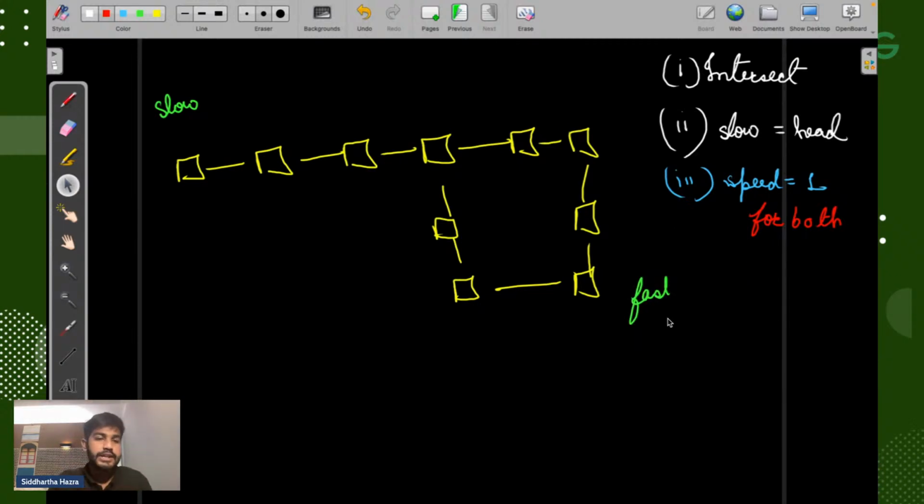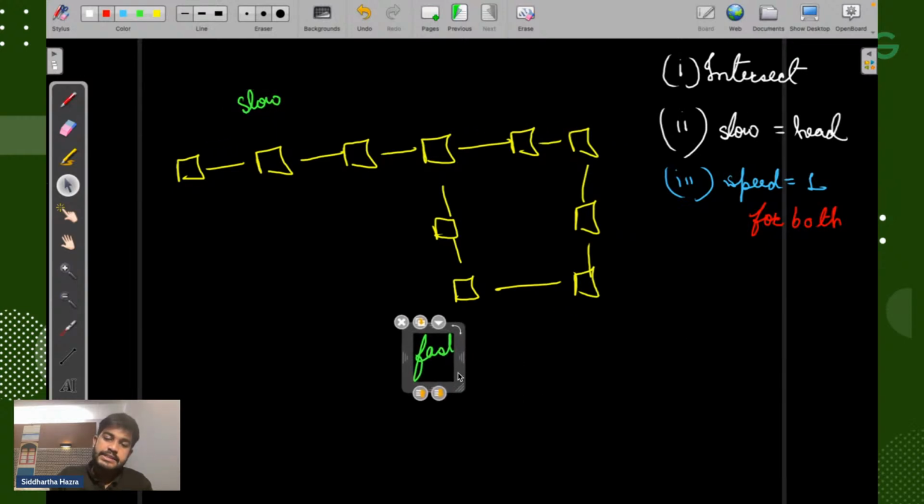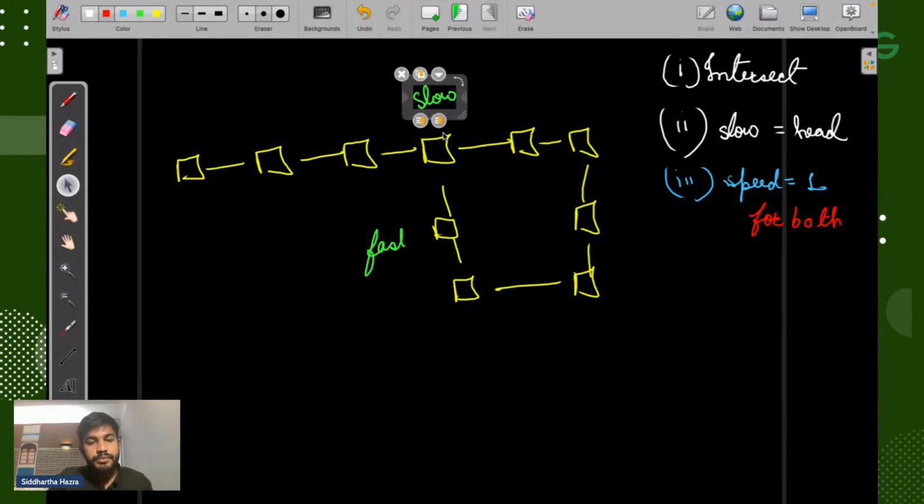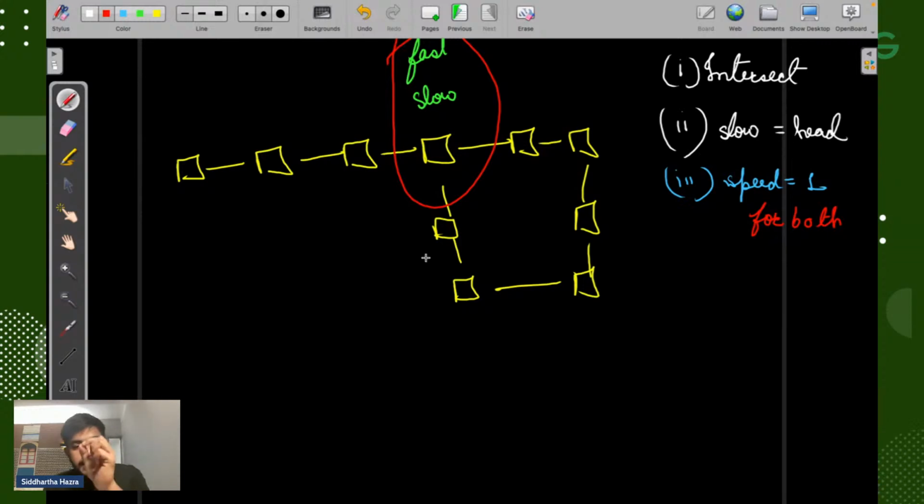So please see this visualization. Now they both start moving at the same speed, that is speed 1. At the first instance, they move here. In the next instance, they move here. In the next instance, here. In the next instance, here. And in the next instance, here. So now you can see that the point where they have collided is nothing but the starting point of the loop in a linked list.